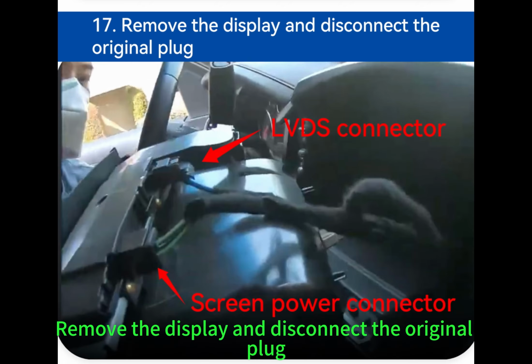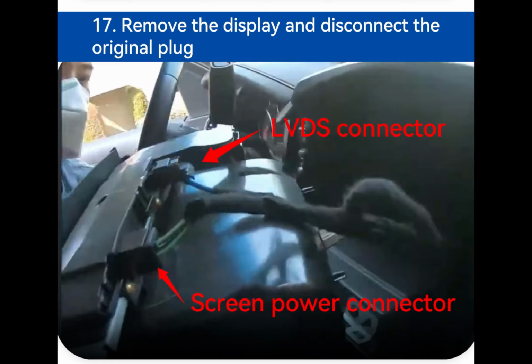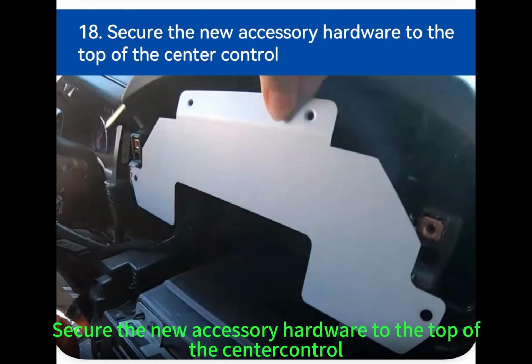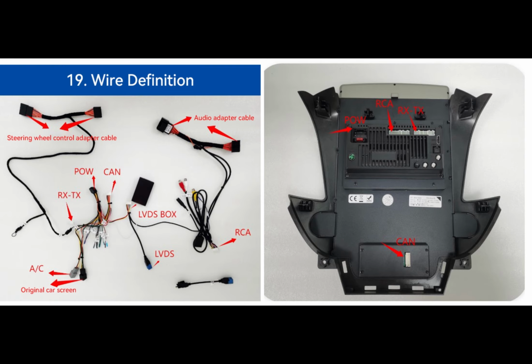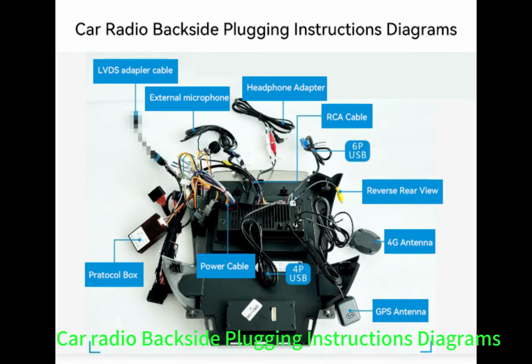Remove the display and disconnect the original plug. Secure the new accessory hardware to the top of the center control. Wire definition: car radio backside plugging instructions diagrams.